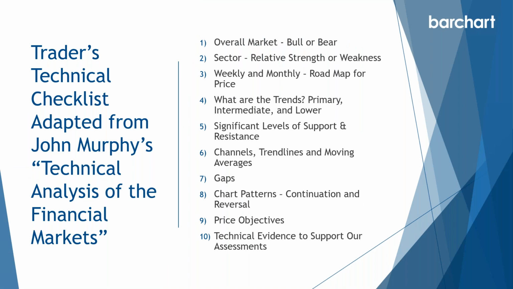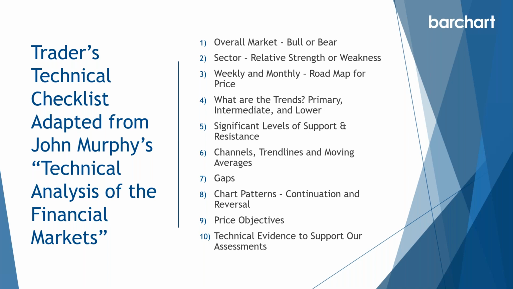Okay, so let's do this. Here's John Murphy's Technical Analysis of the Financial Markets book. This is the encyclopedia of technical analysis, and I think this is interesting. Notice that here's his 10 points in terms of a checklist. Points 1, 2, and 3 are this higher time frame analysis, right? The big picture, weekly, monthly, the roadmap to price. What is the overall market doing? And 4, 5, 6, and even 7, gaps can be used as levels of support and resistance.